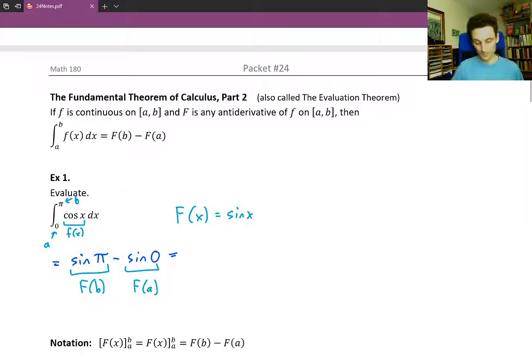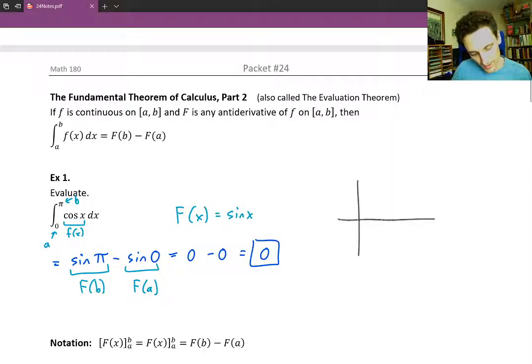All right. Now sine of pi is 0, sine of 0 is 0, so we end up getting 0. That kind of makes sense, right? If you take the graph of cosine, I'll draw one period of cosine.